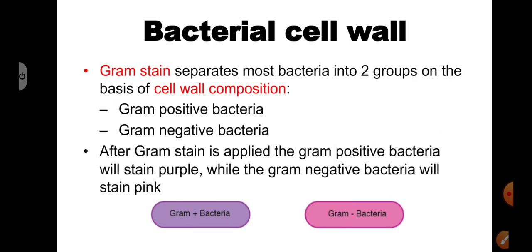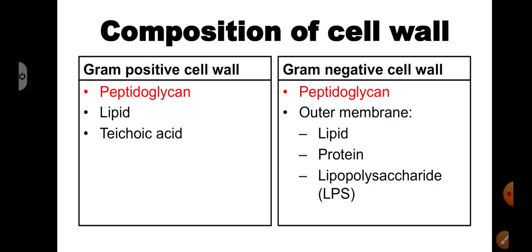Now, the Gram stain separates bacteria into two groups based on their cell wall composition. One is Gram-positive bacteria, which appear purple, and the other is Gram-negative bacteria, which appear pink. Looking at the composition of the cell wall, the Gram-positive cell wall is made up of peptidoglycan, lipids, and teichoic acid. And the Gram-negative cell wall is made up of peptidoglycan and the outermost membrane, which is phospholipid in nature, and it is also made up of lipopolysaccharide.